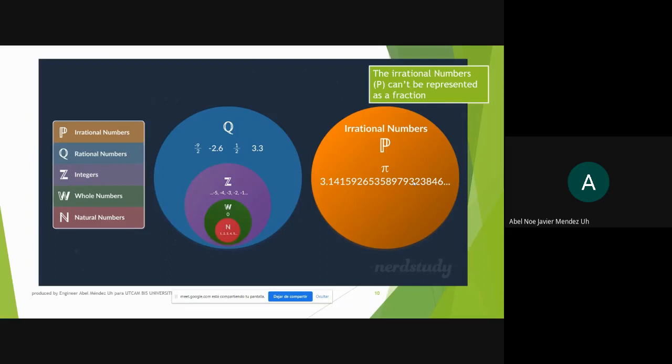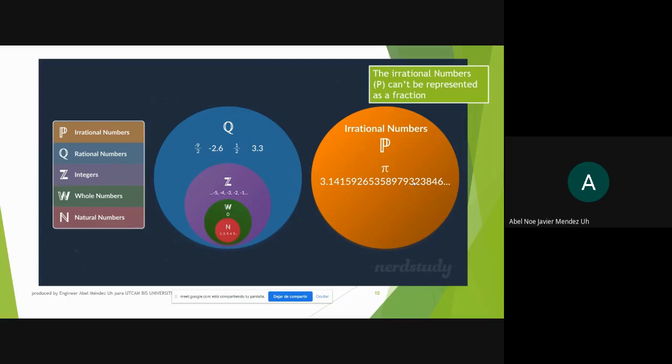And in the column on the left, you can see all the classification: natural numbers, whole numbers in green color, the integers, capital Z, in purple color, rational numbers, denoted by capital Q, in blue color, and the other classification, irrational numbers.